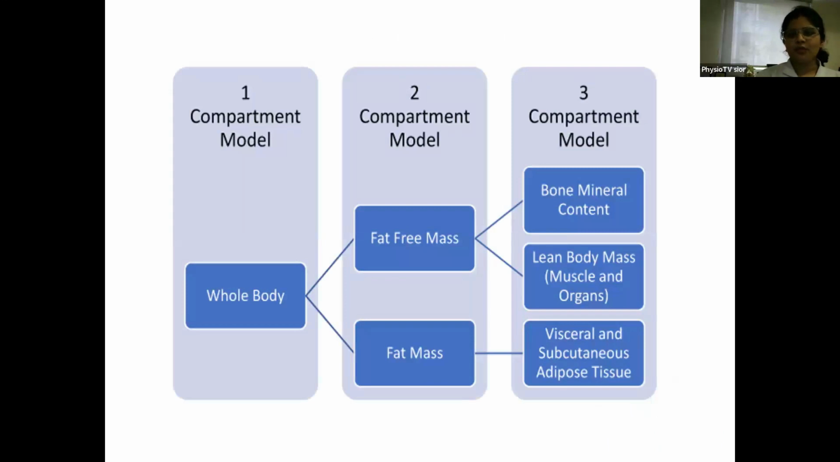So the first compartment model consists of the whole body, which is then modified to the second compartment model. Then the whole body is divided into fat free mass, that is lean body mass, and fat mass, which consists of storage fat and essential fat. Storage fats are the fats stored in the fat cells of the adipose tissues, and the fat surrounding the internal organs, whereas the essential fat is the amount of fat that is necessary for normal bodily functions, which is found in bone marrow, CNS, within the organ tissue themselves.